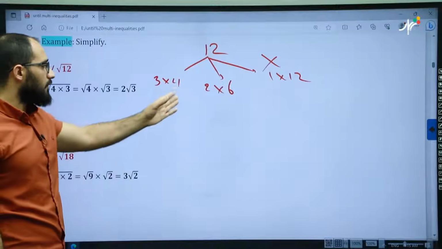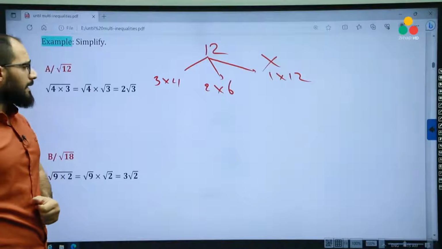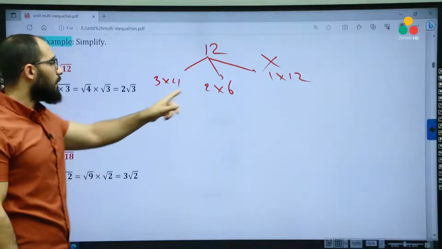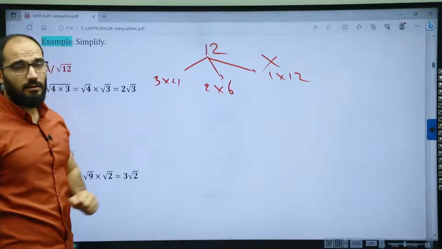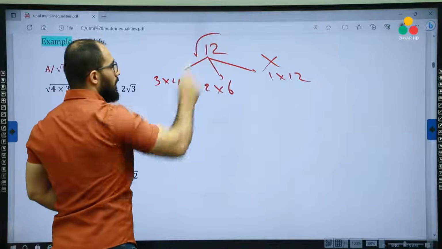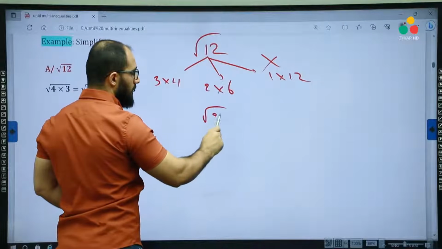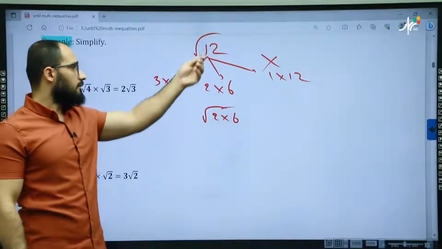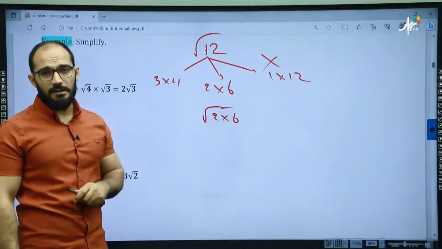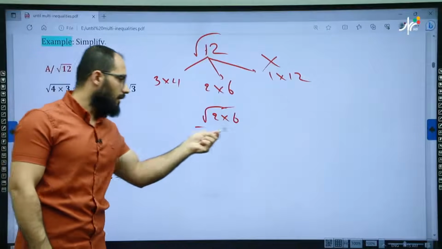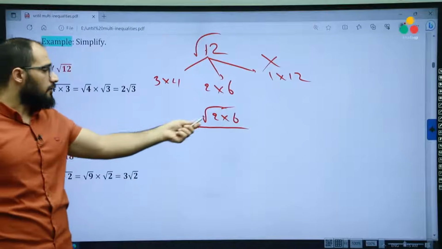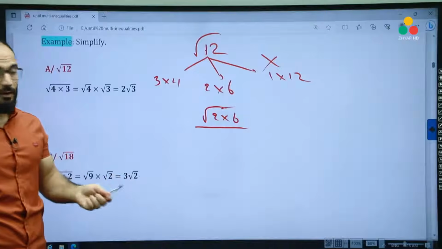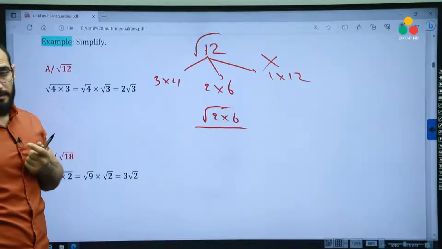We have 3 times 4, 2 times 6. Okay, you ask that question: why didn't we choose 2 times 6? To write the square root of 12 as 2 times 6, that's a good question. Even if you write the square root of 12 as 2 times 6, we cannot work with it. Why? Because 2 and 6, none of them is a perfect square, then we cannot simplify it.